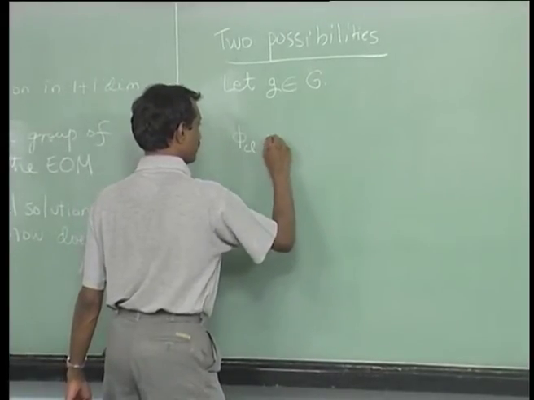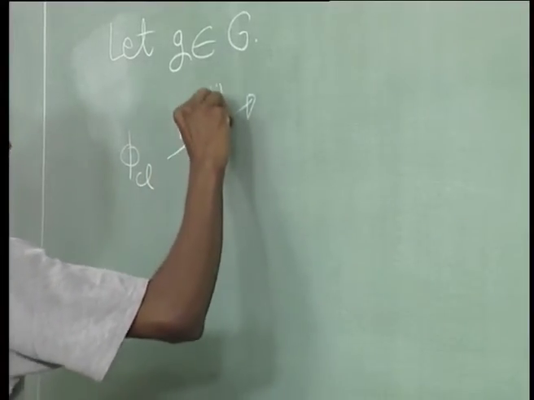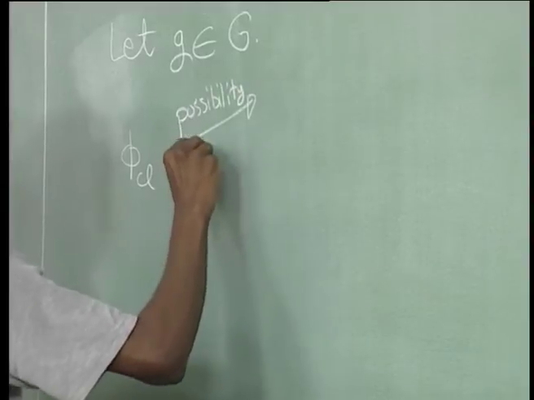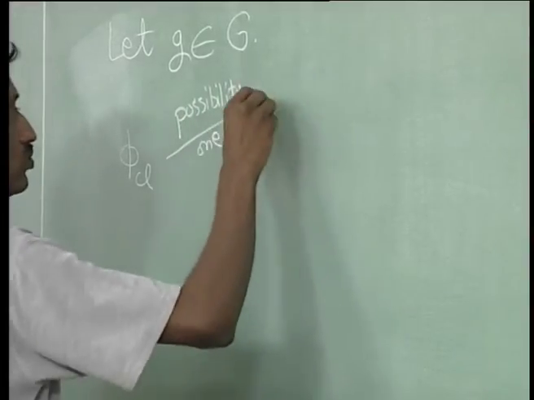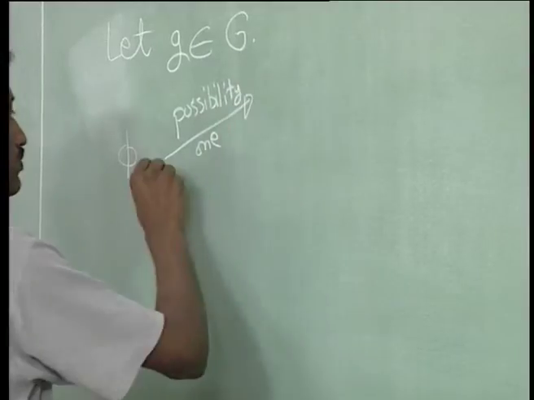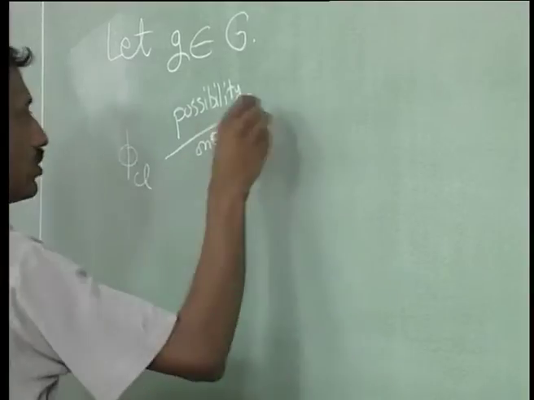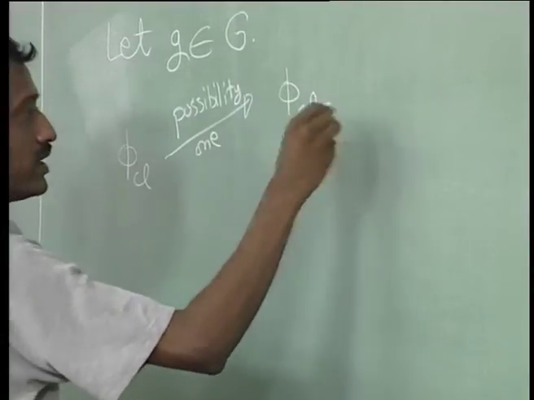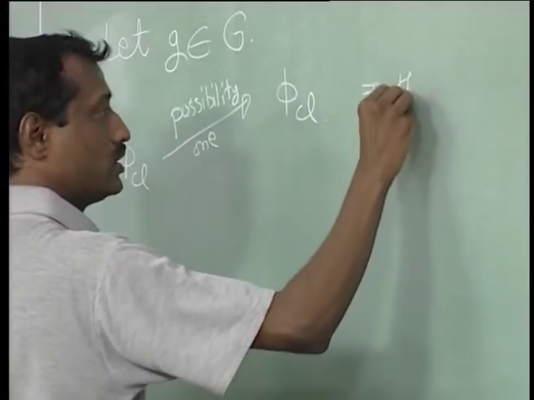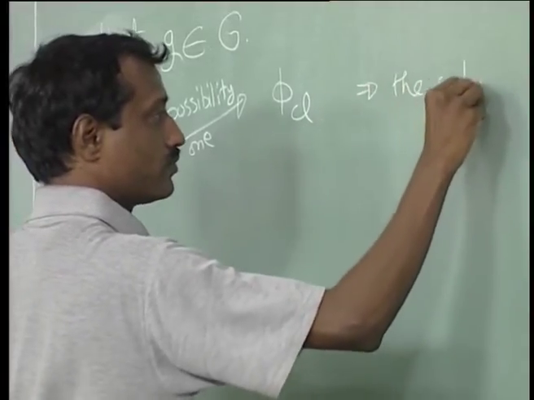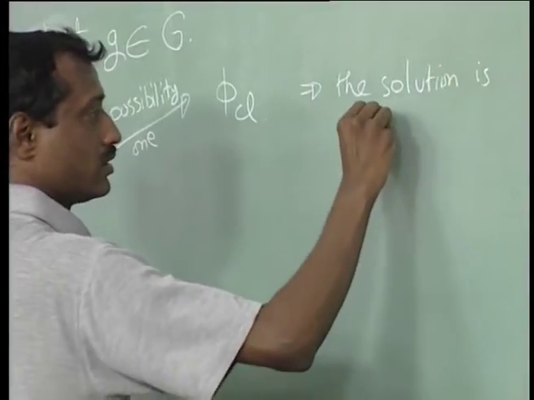So, the one possibility is that it is invariant. So, it goes to, and this arrow indicates the action of this element G, it goes to phi classical. So, we say that it is invariant. So, that implies that the classical solution is invariant under G.